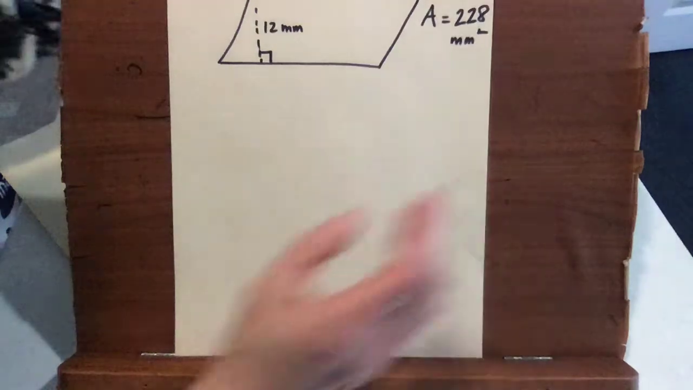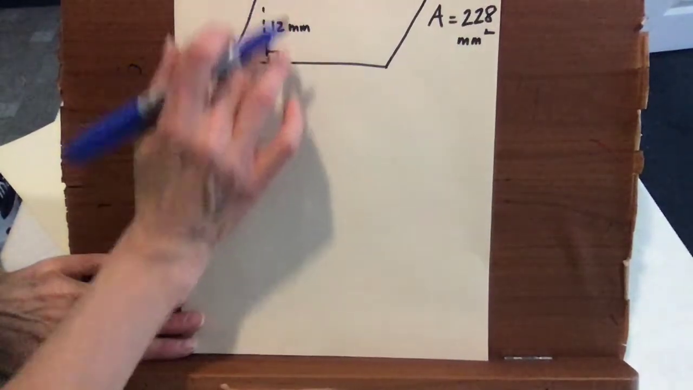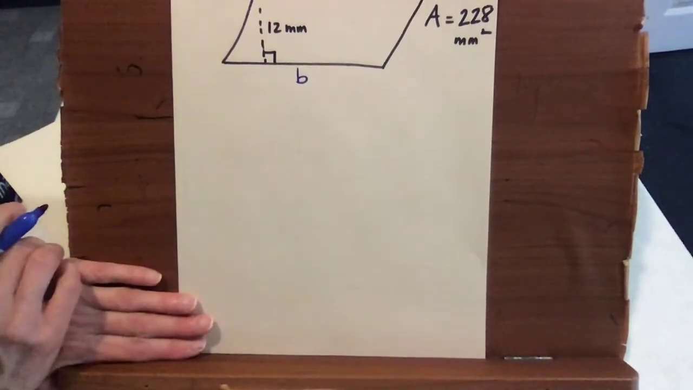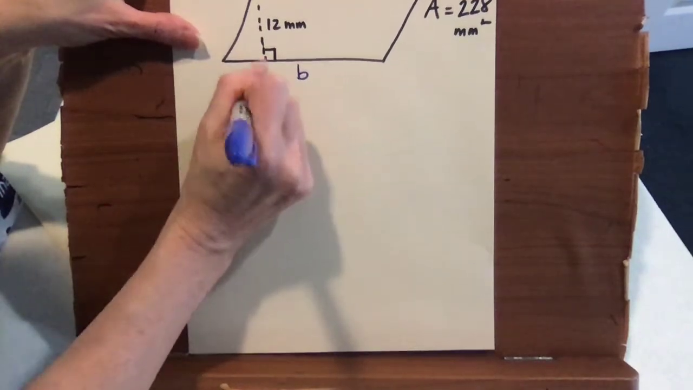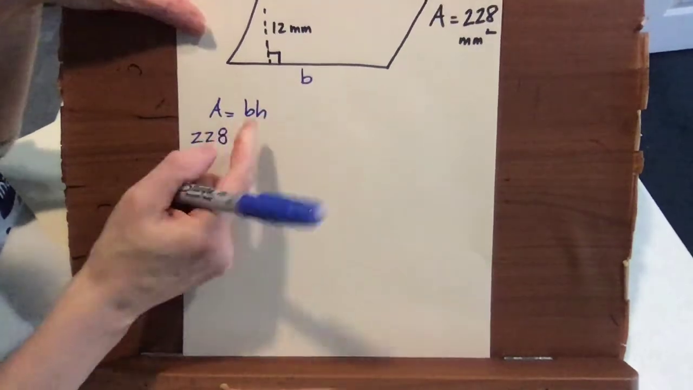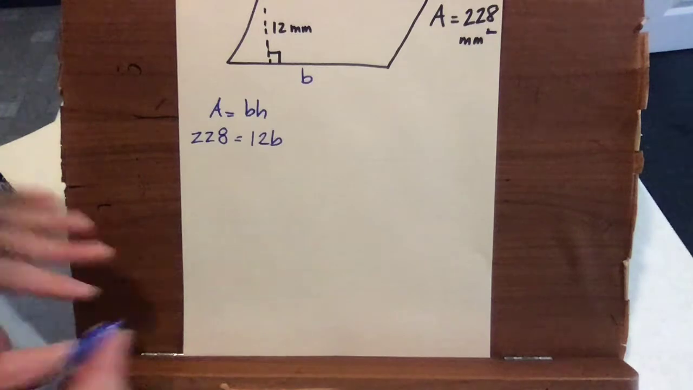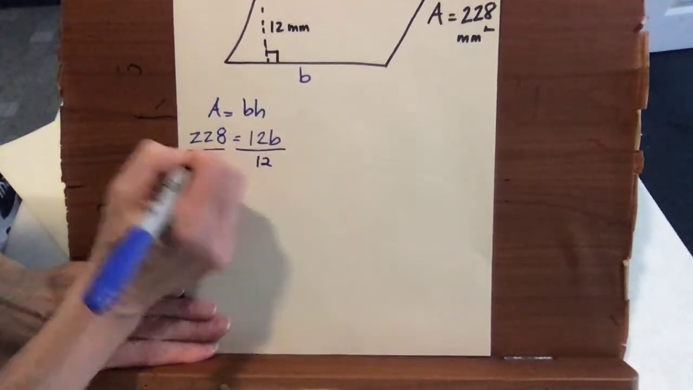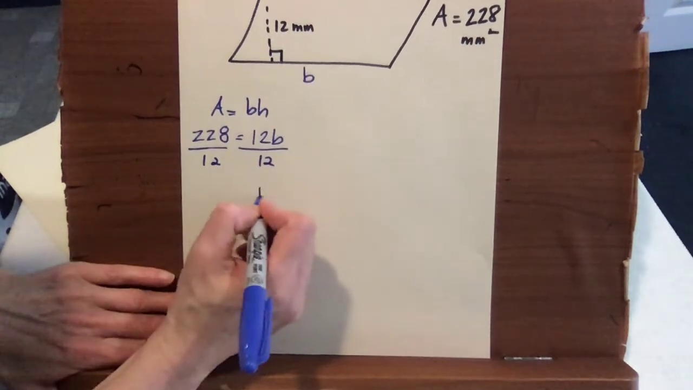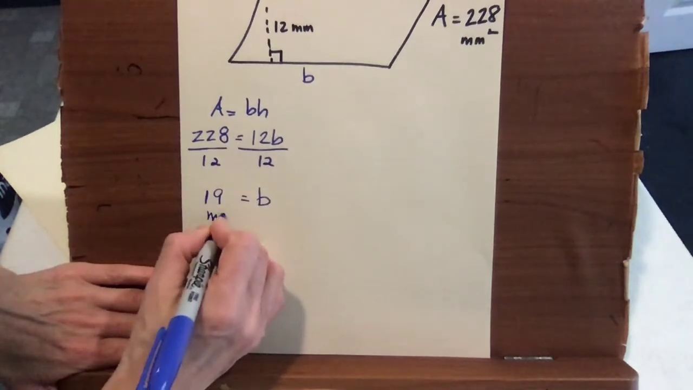Okay. All right, so let's look back at a parallelogram that we're given an area and we have a height, but we don't know the base, okay? So we're going to be looking for this base here. So area equals base times height. All right, so we have an area of 228. We don't know the base, but we know the height, so 12b, we'll keep b for our base, right? And you divide by 12, and 228 divided by 12 is going to give us 19. So our base is 19, and since we have a unit, we're going to put millimeters here.